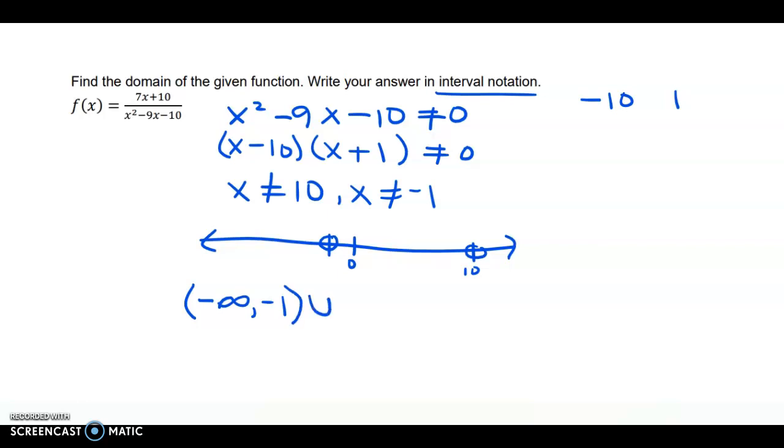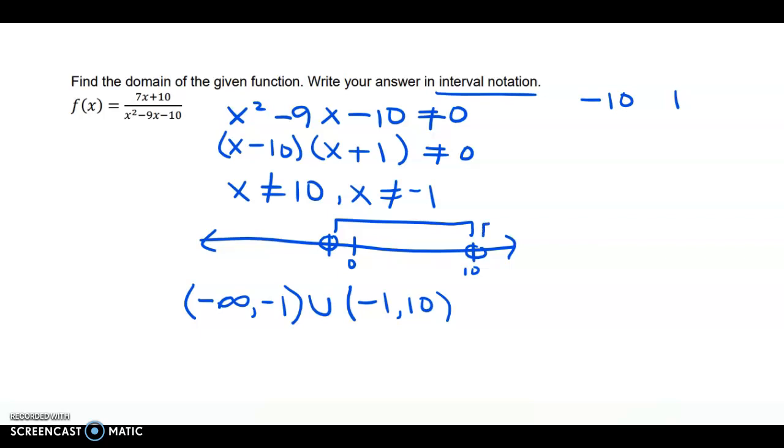Okay, or let's look at our next interval right here. So negative 1 to 10. Again, it cannot equal negative 1 or 10, and so the interval needs to have parentheses on both sides. So it goes right up to negative 1 and right up to 10, but it will never equal 10.